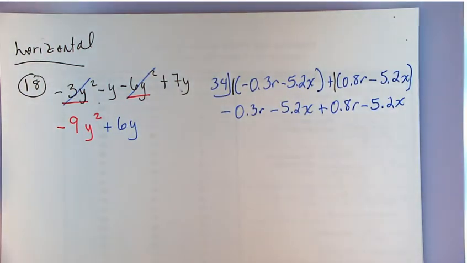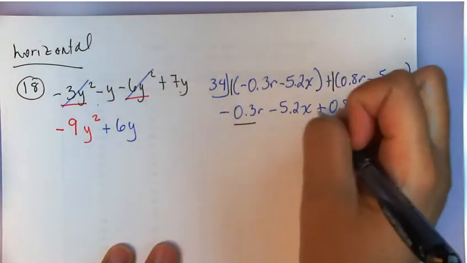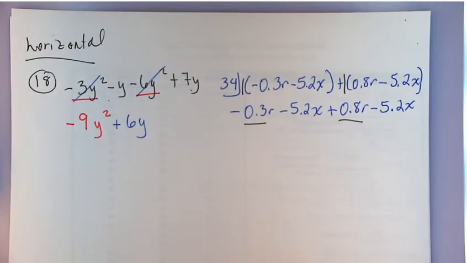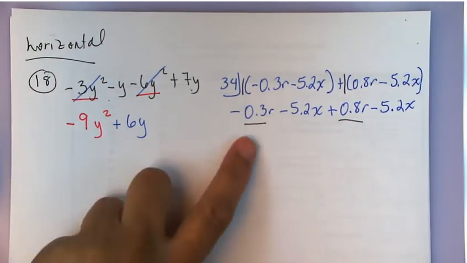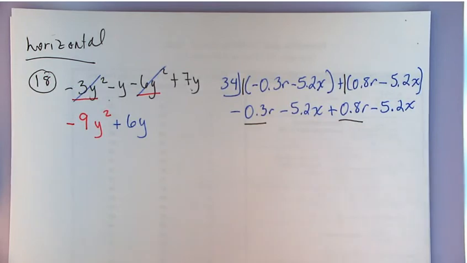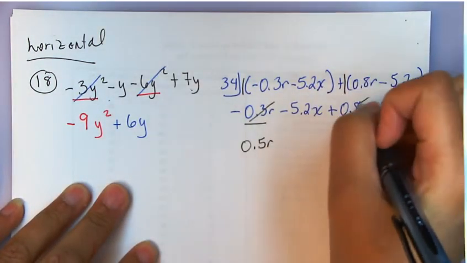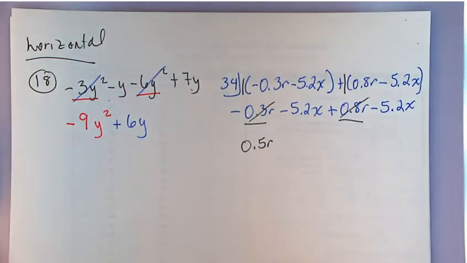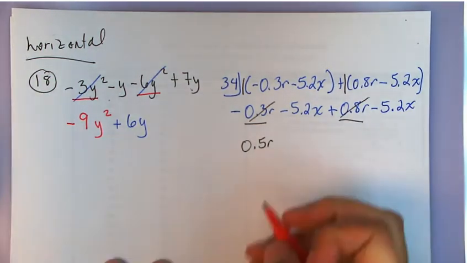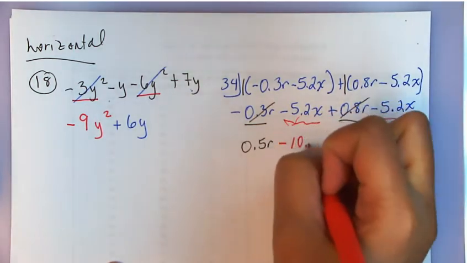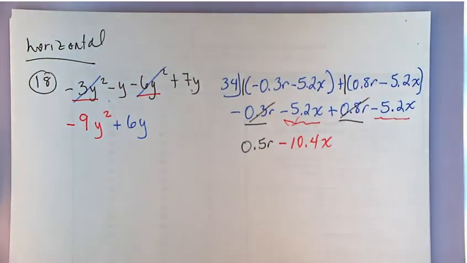What are the likes here? Well, I see the r's are alike, because there's no powers to play with. So now, I'm just going to look at the r's being alike, doing it in alphabetical order. Negative 0.3r plus 0.8r gives me a 0.5r. Cancel, goodbye. Now move on to the next one, the x's. Well, a negative 5.2 and a negative 5.2 is just a negative 10.4x. And that's it.